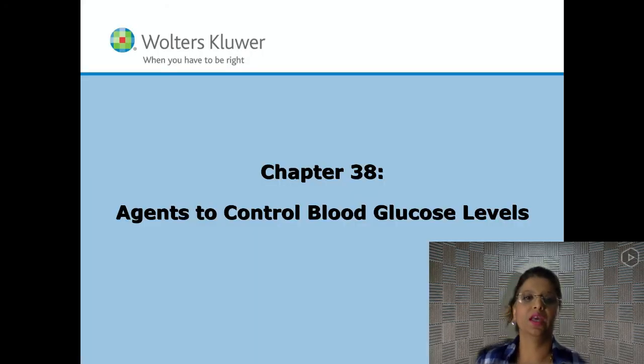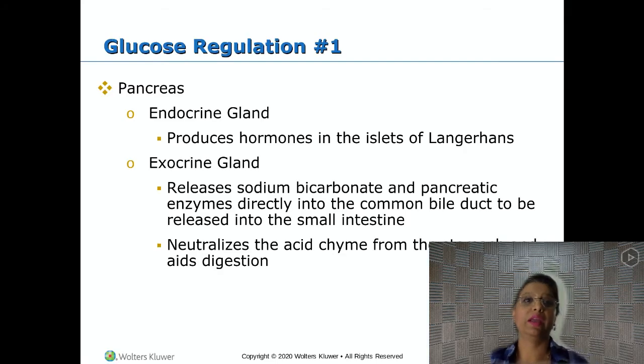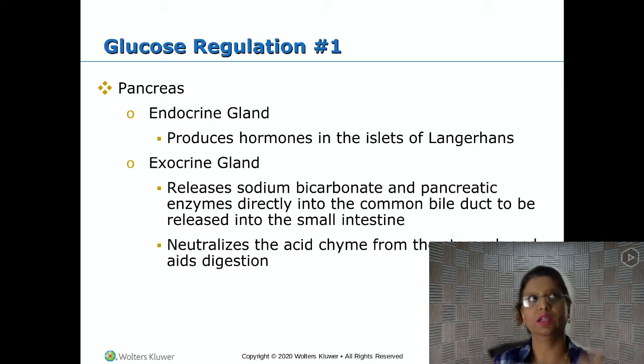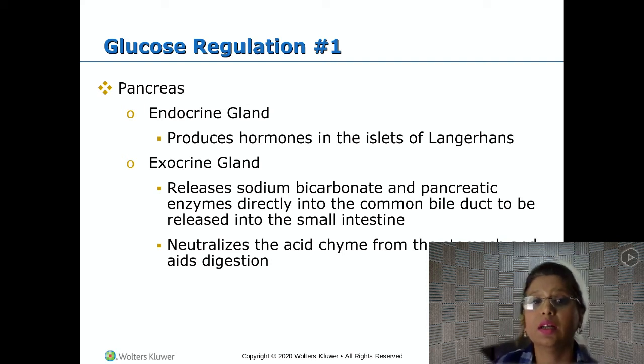Chapter 38 in your book talks about control of blood glucose level. We know the pancreas is a leaf-like structure that sits underneath your stomach on the left side of your body, in your left abdomen. Endocrine glands produce hormones in the islets of Langerhans. The exocrine part of the pancreas produces bicarbonate and some pancreatic enzymes, and it neutralizes acidic chyme from the body and helps in digestion.